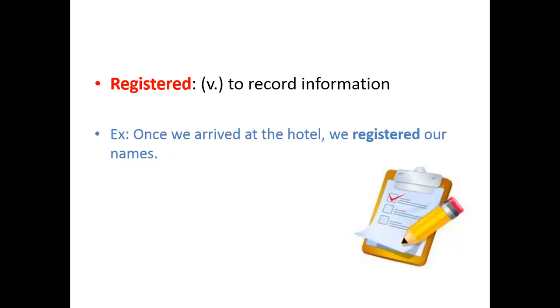Next one, and actually it's the last word that we're having today, is registered. Registered is to record information, and in a formal way most of the time. An example that we have: once we arrived at the hotel, we registered our names. So we recorded our names, right? Registered, can you guess which part of speech it is? It's a verb. Perfect.